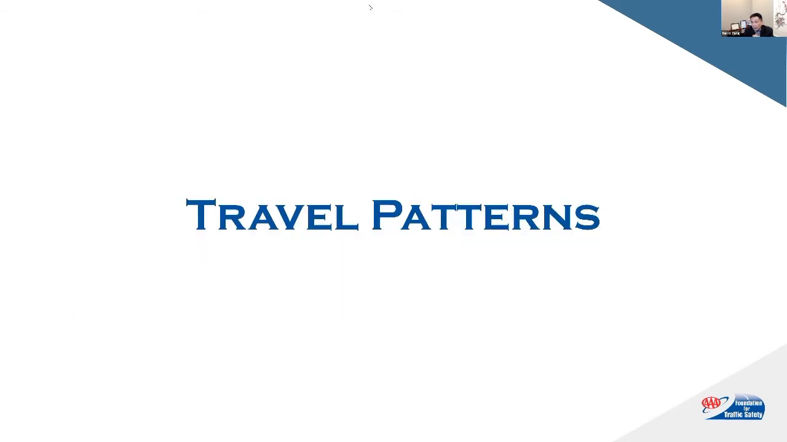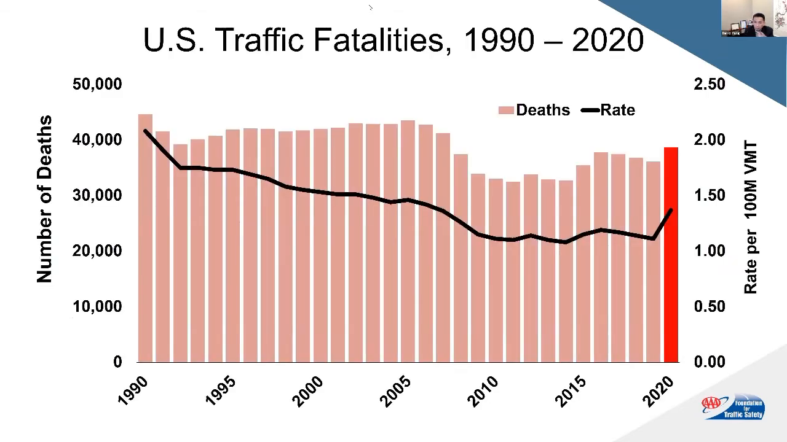So let's look at some of the travel patterns first. The first chart here shows you the travel pattern in the United States for the past 30 years or so. One of the things I do want to highlight, using my highlighter here, is the data from 2020, the year of the pandemic, where we have a reduction in travel in almost every state of the US.